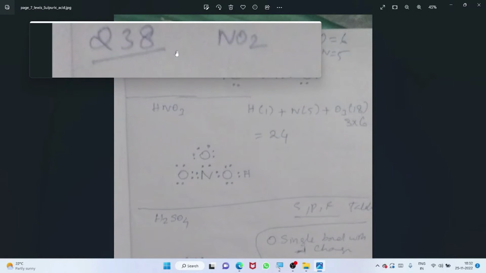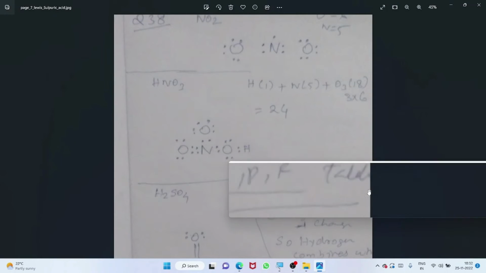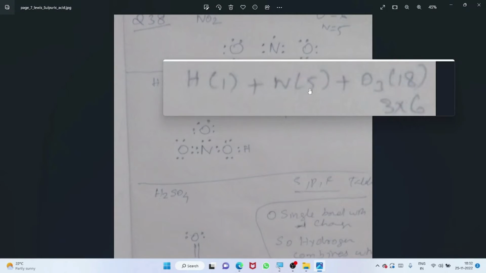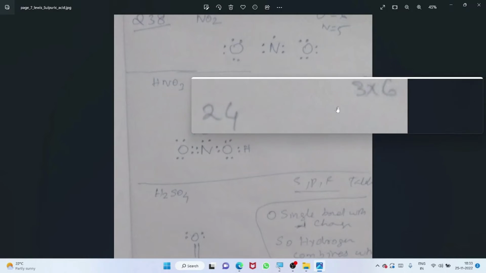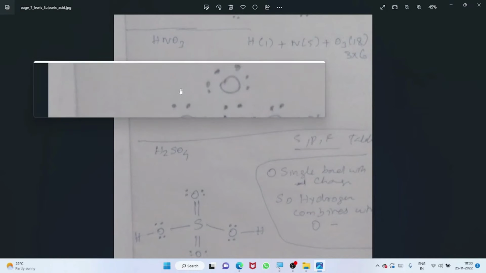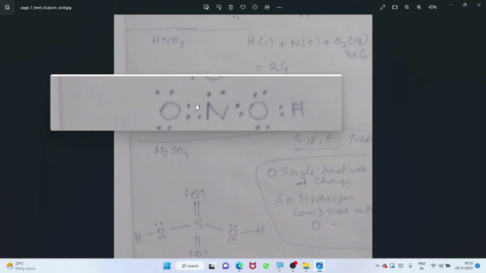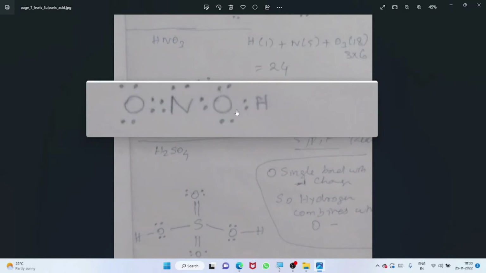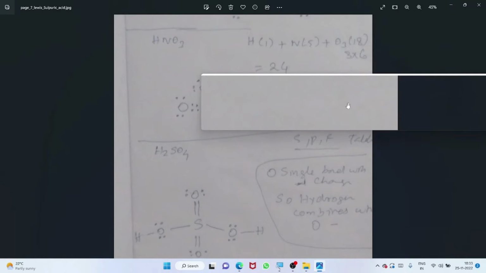This is the Lewis structure. For the HNO3, we have hydrogen 1, nitrogen 5, and oxygen 18, so there are 24 electrons, and the 24 are distributed like this. Here there is a double bond on this side, and single bonds on the other sides. You can also compute the formal charge from the book.